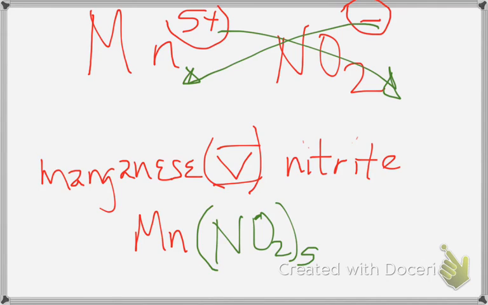Now, later on, when you haven't learned how to do it yet, but we're going to figure out how to do the molecular or formula masses for compounds. How many total number of oxygens are there in manganese 5 nitrite? 10, because you multiply everything out. So there really is 1 manganese, 5 nitrogens, and 10 oxygens in that ionic compound.